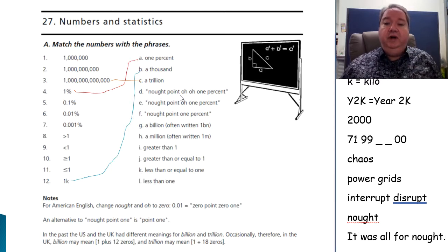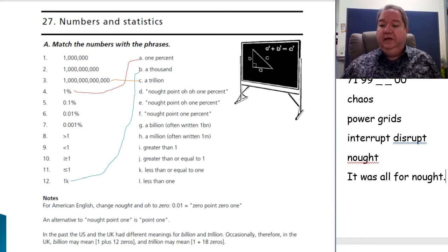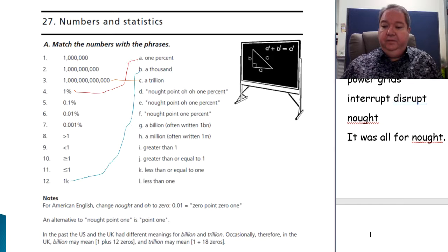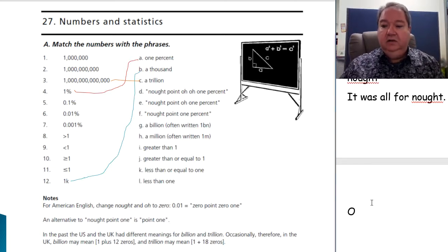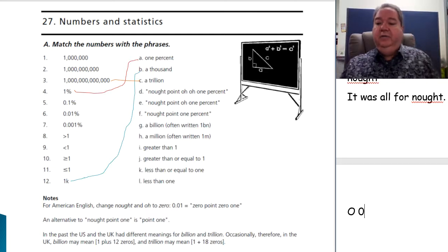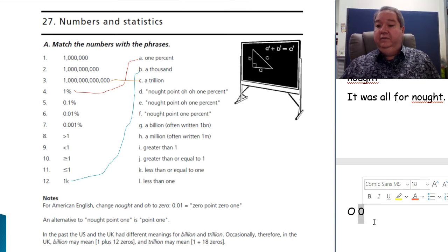So not 0.001%. What is O? Well, obviously, if you look at an O, in particular a capital O, that looks very much like a 0. So sometimes when we have the number 0, we will read it as an O.